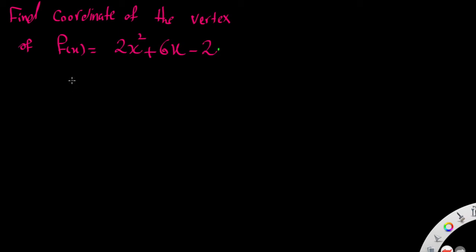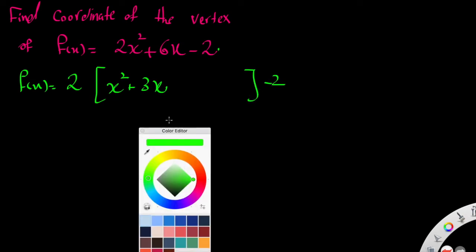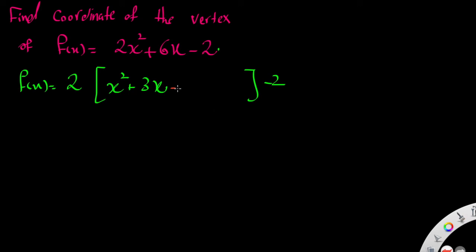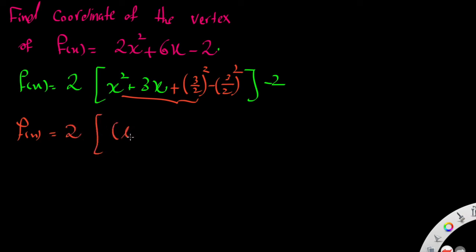So first step is to rewrite it in the completed square form. So it will be 2 times x squared plus 3x, with minus 2 put aside. Next step is to add and subtract the square of half of the coefficient of x. 3 over 2 is added, then subtracted. These three make an identity, so it will be f of x is equal to 2 times (x plus 3 over 2) squared minus 9 over 4, plus 2.